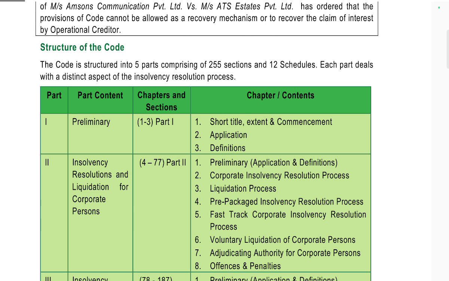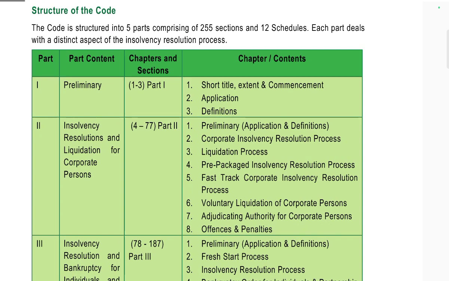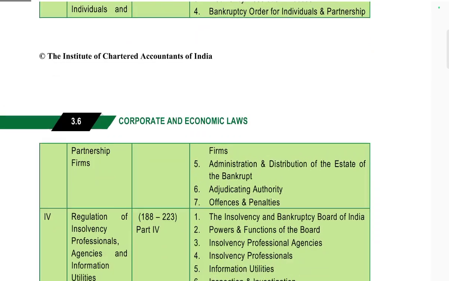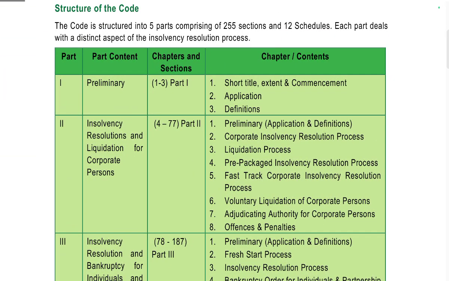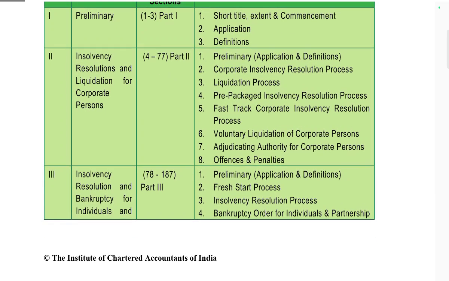The structure of this code is constructed in 5 parts, containing 255 sections and 12 schedules. Each part deals with different aspects of the insolvency resolution process. Part 1, Part 2, Part 3, Part 4, Part 5. Part 1, Preliminary: short title, extent, commencement, application and definitions. Part 2, sections 4 to 77: insolvency resolution and liquidation of corporate persons.